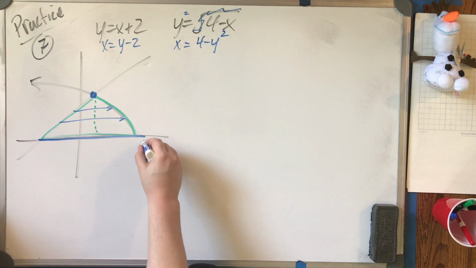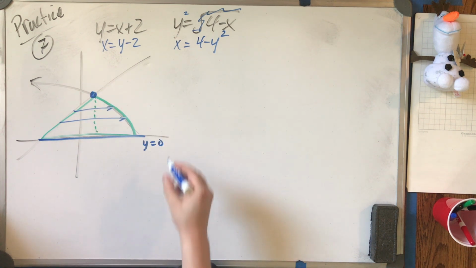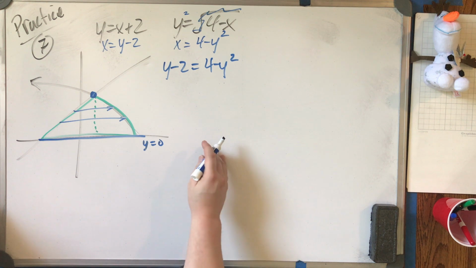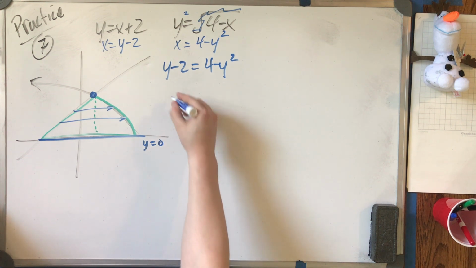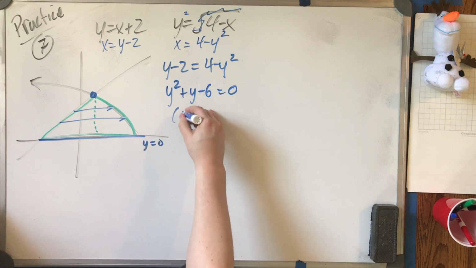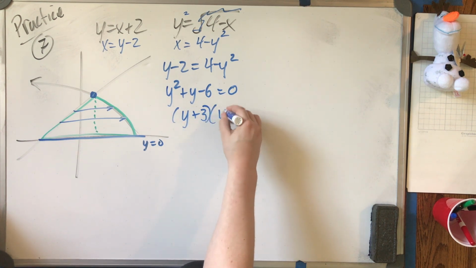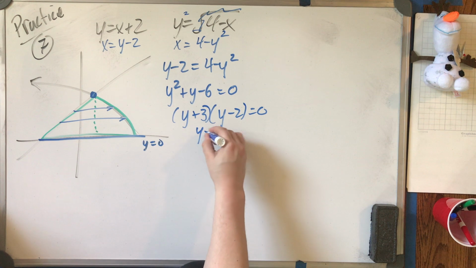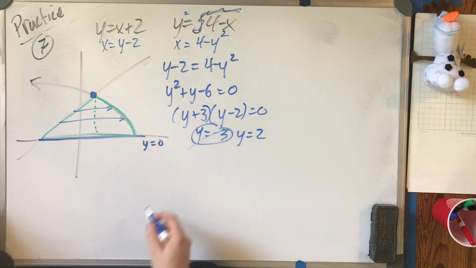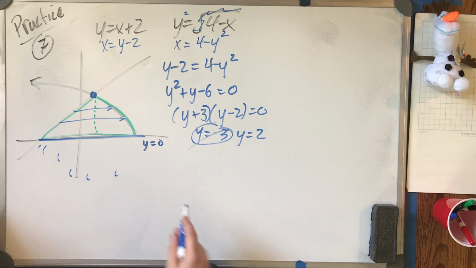I need to know where this intersection is. I know that this is at y equals 0, but I don't know what that one is, so I'm just going to set these equal to each other and try to solve this. So I'm pretty sure I get y squared plus y minus 6 equals 0, so that's y plus 3, y minus 2, so I'm going to get y equals -3 and y equals positive 2. I'm going to throw out that -3 because it doesn't exist down here.